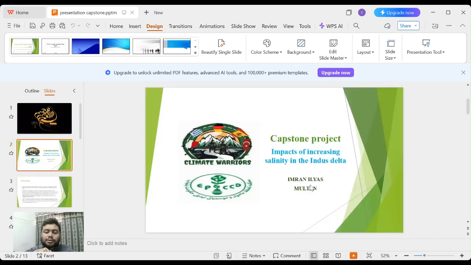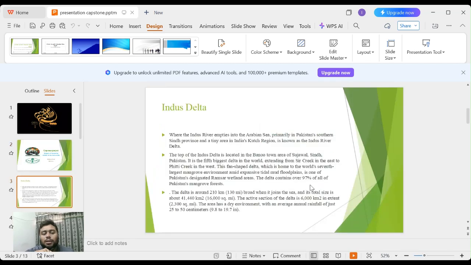For this purpose, I have prepared a project on the topic of the impacts of increasing salinity in the Indus Delta. First of all, we will explain what the Indus Delta is. The Indus Delta basically starts from the Indus River, Sindh, to the south in the Arabian Sea, in the coastal area of the Arabian Sea, from the creek bordering India to the creek, all the coastal area.